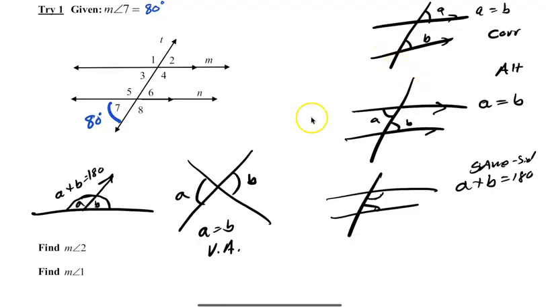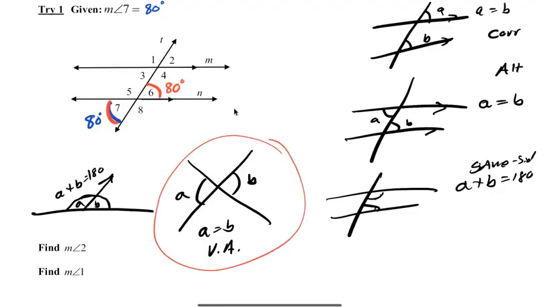So we have all these tools at our disposal, right? What I would do here is the easiest part: vertical angles. So angle 7 and angle 6, the vertical angles, that's 80 also. And now angle 6 and angle 2 are corresponding. So that's 80. Again, it's a little easier if you remember the alternate exterior rule, but you can just do vertical angles and corresponding. Not much different.